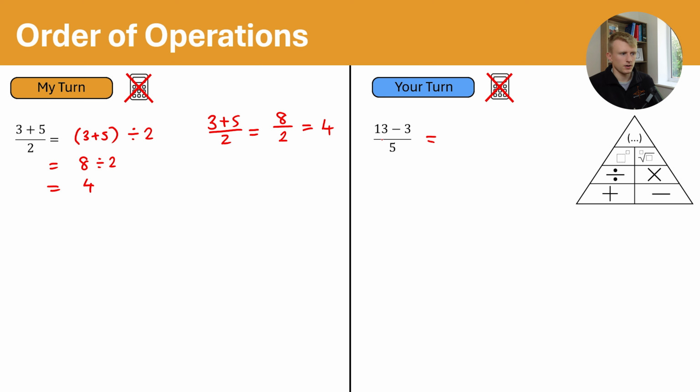Okay, let's give this question a go. Our fraction bar tells us we're dividing everything on the numerator by 5. I'll do 13 subtract 3 to give me 10, and then do that divided by 5. 10 divided by 5 is 2.